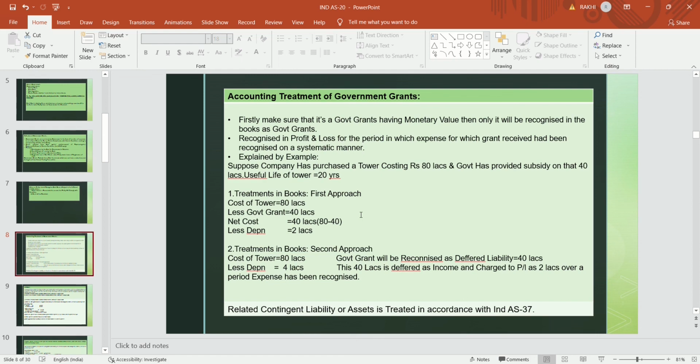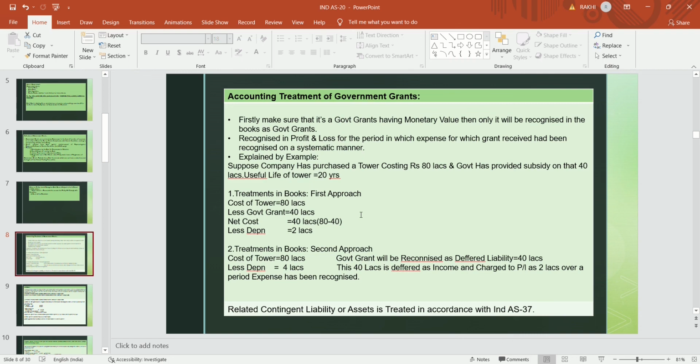Suppose it will be explained by example. Suppose a company has purchased a tower. A tower company has purchased a tower costing rupees 80 lakhs. And for that tower, the government has said, okay, you are building a tower, I will give you a grant of 40 lakhs for that tower. So the company's cost is 40 lakhs and the government has given a subsidy of 40 lakhs. So in total there is 80 lakhs cost and the government has given a grant of 40 lakhs. The actual cost of the company is 40 lakhs only, because 40 lakhs is to be received from the government.